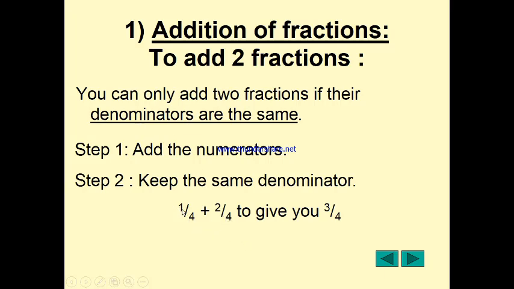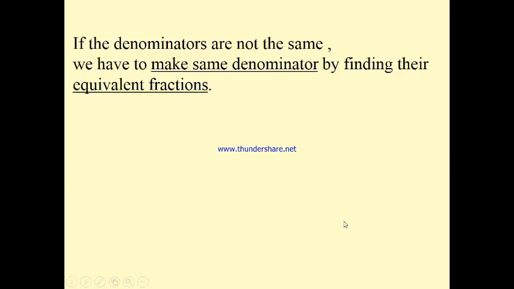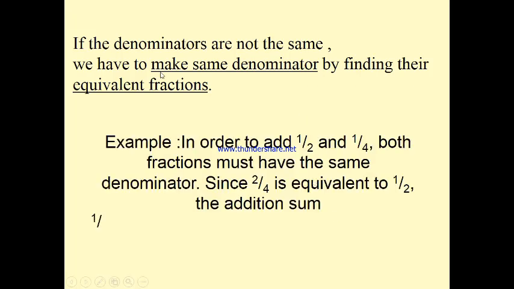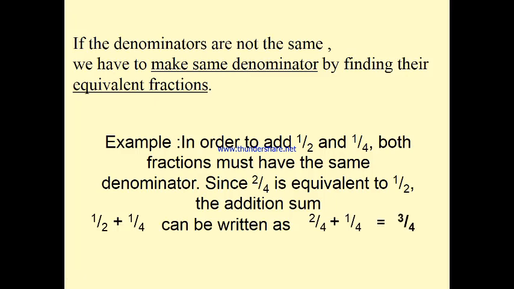Similar to this example, 1/4 plus 2/4, we add the numerators to get 3 and keep the same denominator, which is 4. But what if I don't have the same denominator? What to do? I have to make the same denominator by finding their equivalent fractions. To make it more clear, let's see this video.